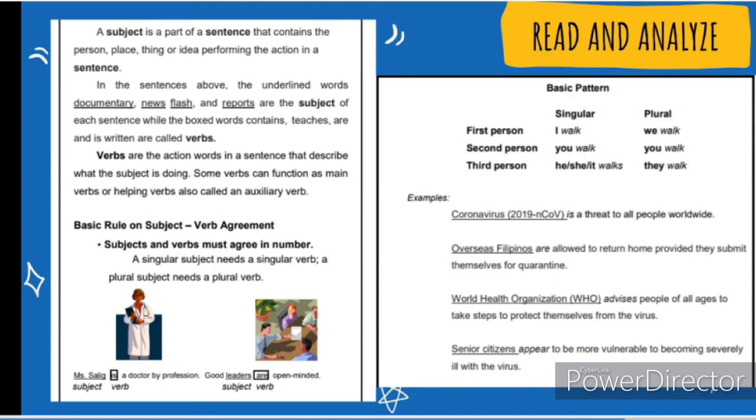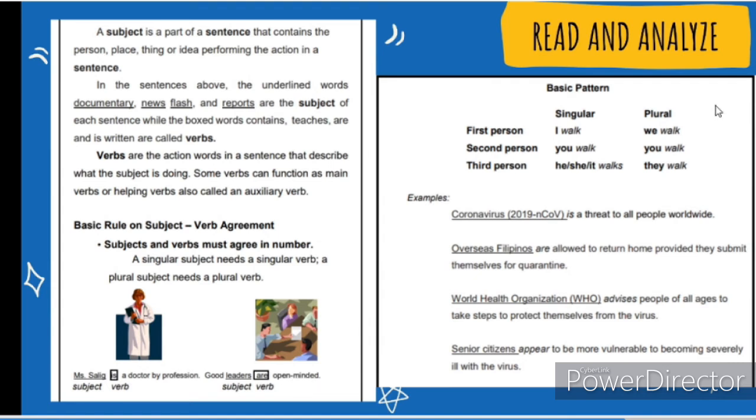Next sentence. Good leaders are open-minded. The subject in the sentence is good leaders, and the verb inside the box is are. Leaders is in its plural form. This is a plural subject, and are is also a plural verb. Therefore, this sentence also follows the subject-verb agreement.